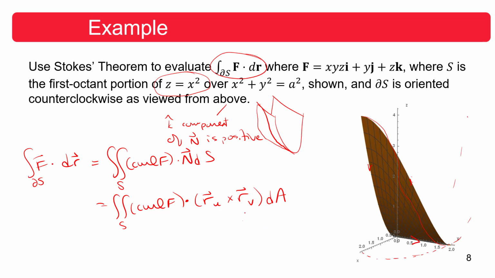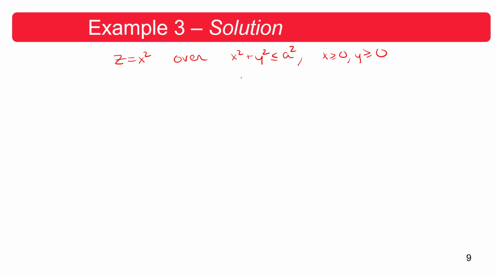So we need to parameterize the surface, and that includes getting the cross product of the partial derivative vectors. We need to worry about the curl of the vector field and substituting the x and the y and the z components from our parameterization of the surface. And then we need to set up our integral. So our surface is going to be the interior of the disk, not just the circle itself, so that's why it's less than or equal to.